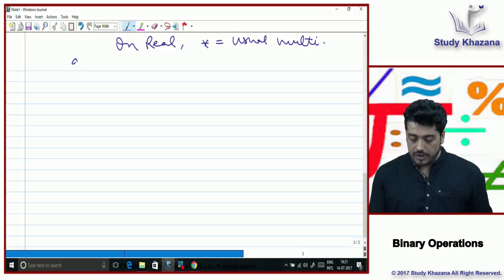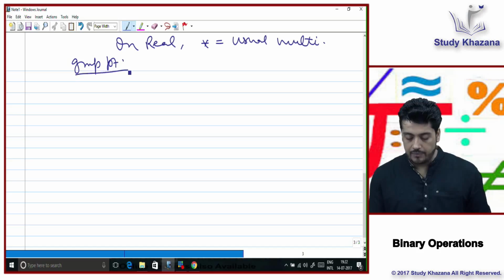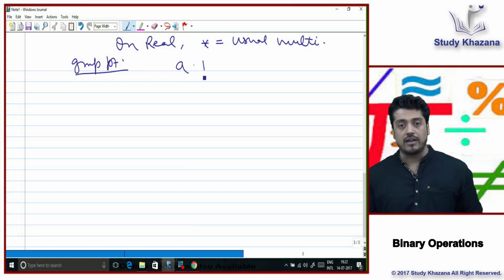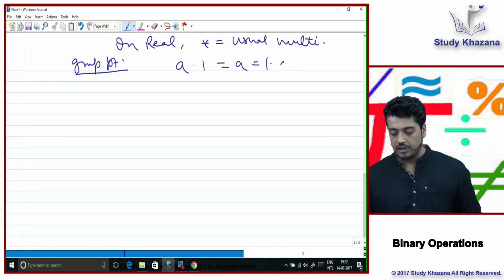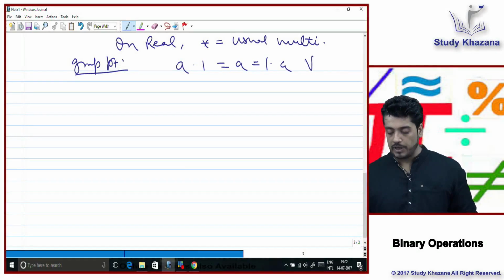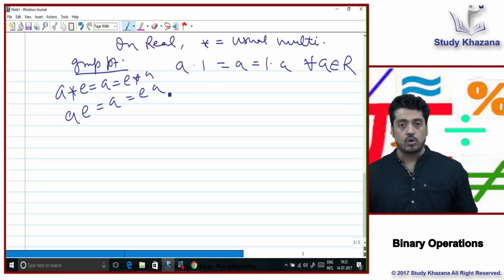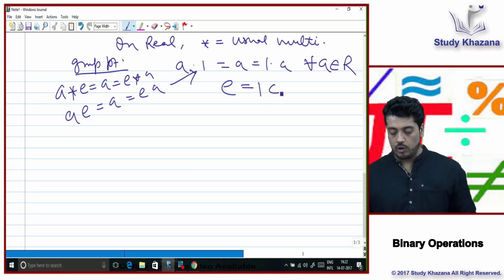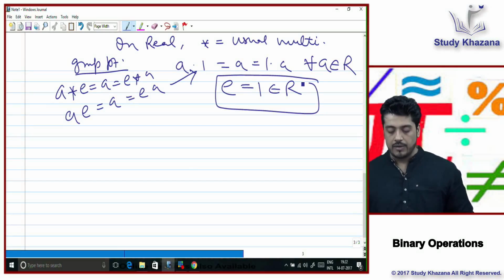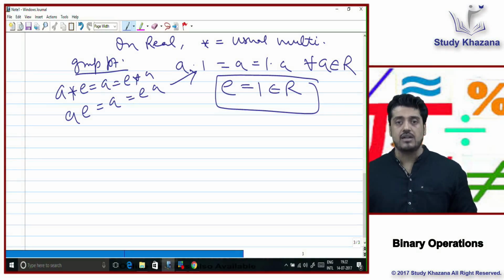Also, I know one important point, that any real number multiplied with 1 will give rise to the same real number, which is true for 1 into A also, and this property holds for every A belongs to R. Now, what was the definition of identity? A star E should be equal to A should be equal to E star A. Here star is multiplication, so AE should be equal to A should be equal to EA. So can I take E equal to 1 in view of this? So therefore, I observe that E equal to 1, which belongs to R, is the identity element. So clearly the identity element exists with respect to multiplication.